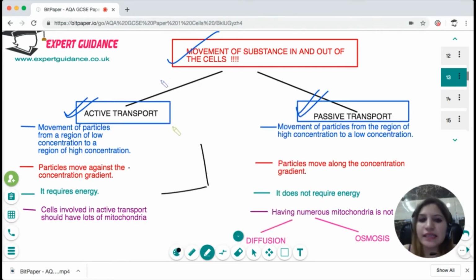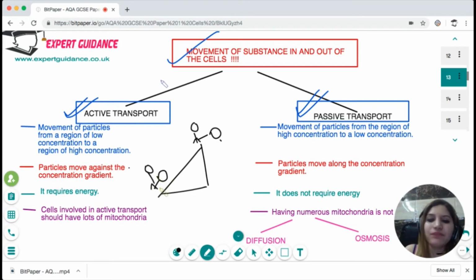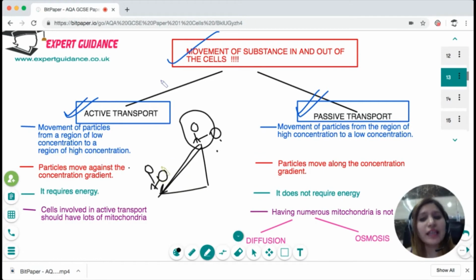So there's a hill and one boy is standing with the ball at the top of the hill and one boy is standing with the ball down. Now, it is easier for the one at the top of the hill to send the ball down, and it will not take much energy. But on the other hand, if you send the ball up, you require more energy because it is going against gravity. The same thing happens in terms of transport.